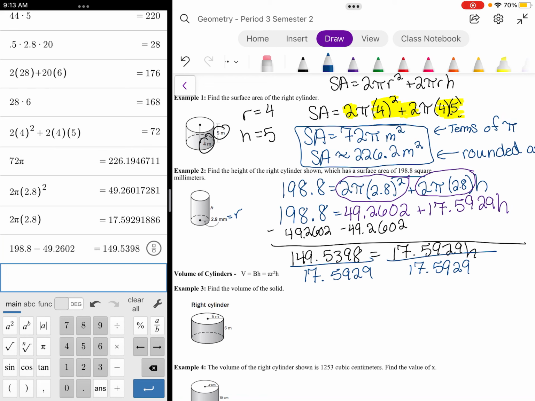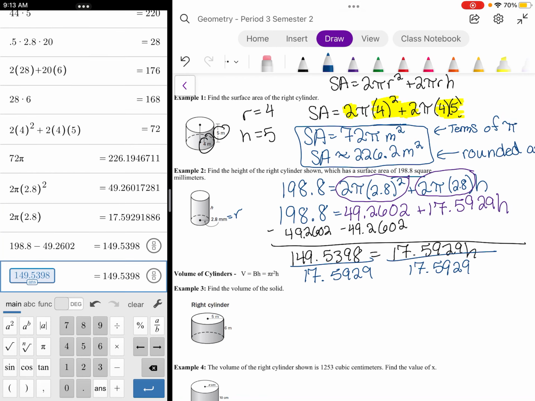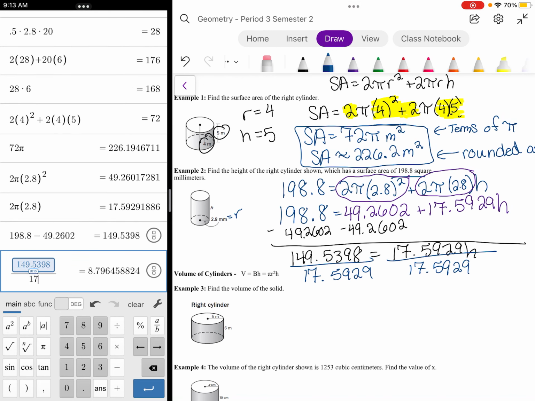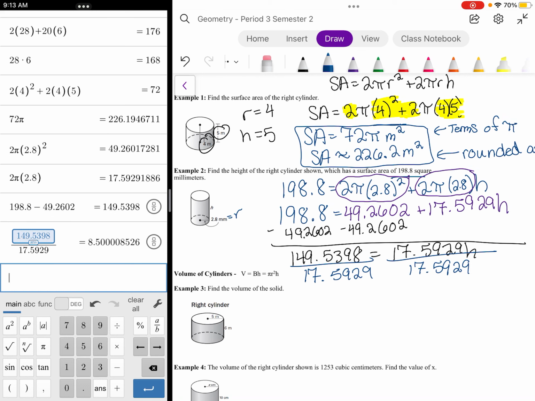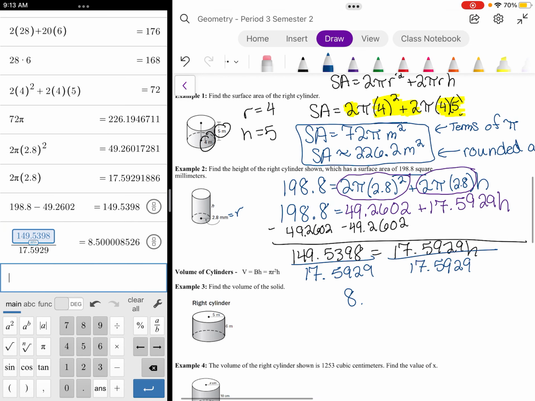In our last step, we're going to divide both sides by the 17.5929, and that will give us our approximate height. So we're going to take this answer and divide it by 17.5929. Because this is our final answer, we can round it to 1 decimal point. So we get 8.5 is about equal to our height. And there we go, that's our answer. So that's how you can work backwards to find a missing measurement of a cylinder.